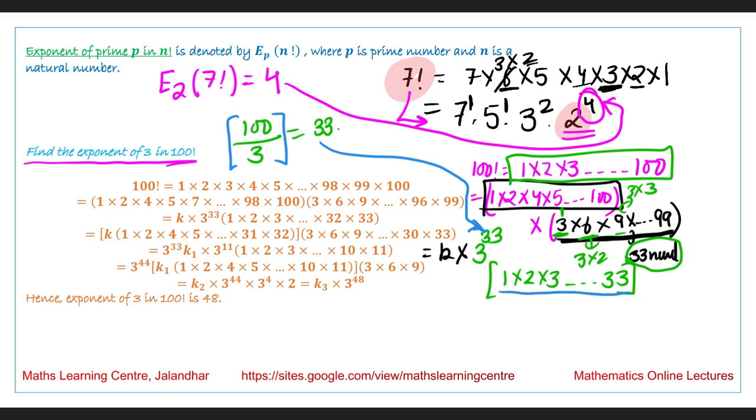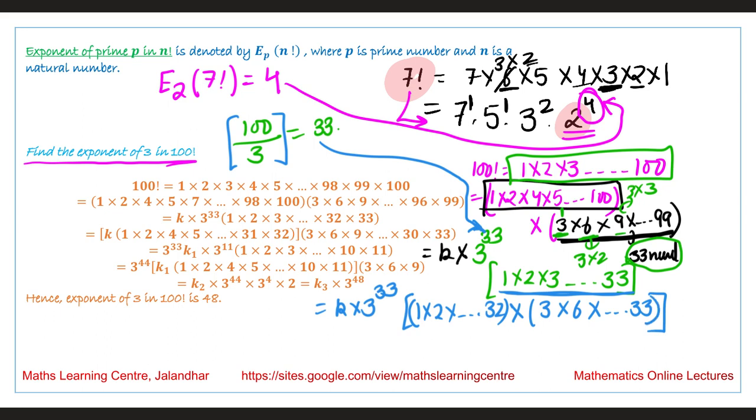Now we are left with this term, 1 into 2 into 3 so on up to 33. Again we write it as k into 3 raised to the power 33, into, again we separate it in 2 parts, 1 into 2 into so on up to 32. These are the terms which are not a multiple of 3, and the terms which are multiples of 3 are 3 into 6 into so on up to 33. Suppose the product of all the numbers which are not multiples of 3 is k1. So this will become k into k1 into 3 raised to the power 33.